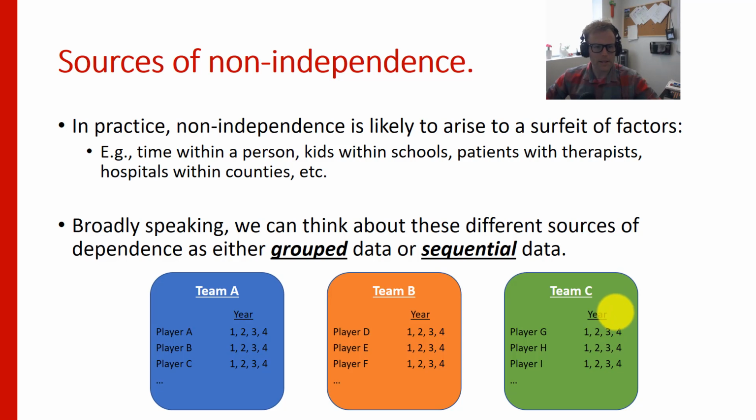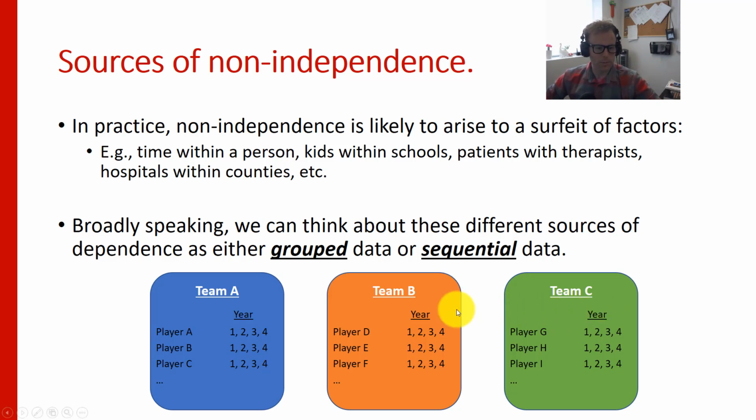So in practice, non-independence is going to arise from a variety of factors. This might be, if we're measuring time within a person, kids within schools, patients seeing different therapists, hospitals within counties, right? There's lots of ways that our data might be clustered that is going to create a statistical dependence that makes some observations more alike or some observations more different. Broadly speaking, I like to think about this as two different sources of dependence you get from either being grouped or being sequential in some way.